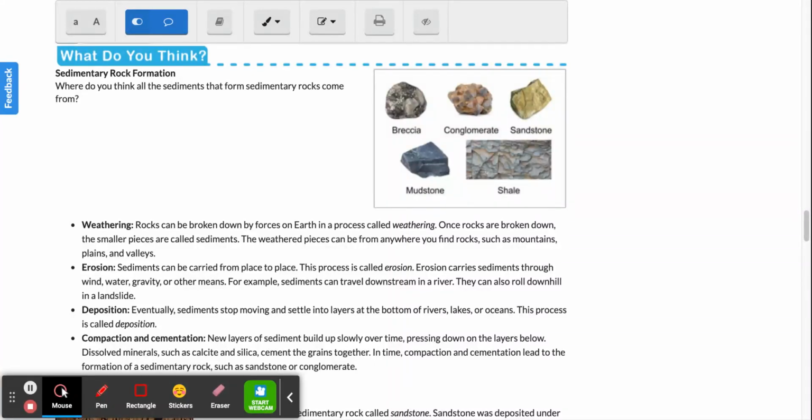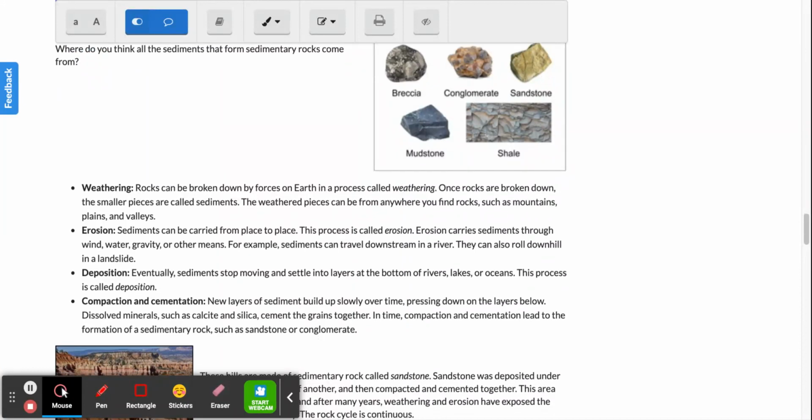Deposition. Eventually, sediments stop moving and settle into layers at the bottom of rivers, lakes, or oceans. This process is called deposition. Compaction and cementation. New layers of sediment build up slowly over time, pressing down on the layers below. Dissolved minerals, such as calcite and silica, cement the grains together. In time, compaction and cementation lead to the formation of a sedimentary rock, such as sandstone or conglomerate.